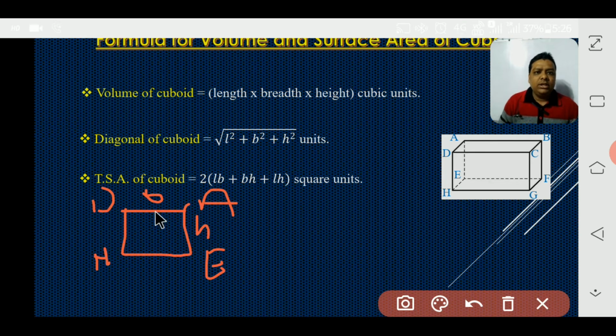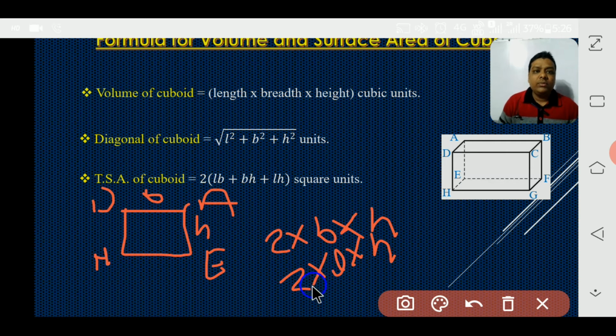DH is the height. If you find the area of this figure, it is a rectangle, so B into H. The opposite side is BCGF, so 2 into B into H. Then here this is the length and this is the height, so L into H, and the opposite side also, so 2 into L into H. Now top and bottom contain only length and breadth, no height, so 2 into L into B.